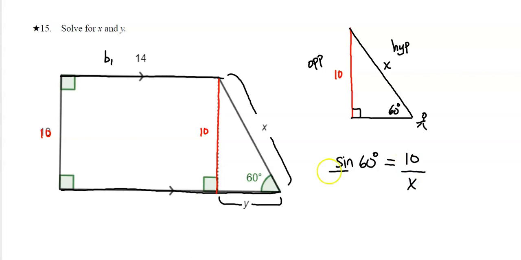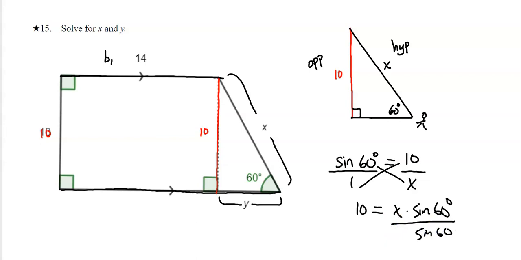Well, now I have to solve it. I put a 1 under it, cross multiply. I don't know what x is, so to get x all by itself, I have to do the opposite of times by sine of 60. So I divide, and let's just do 10 divided by the sine of 60. And I'm getting 11.54, 11.5-ish.